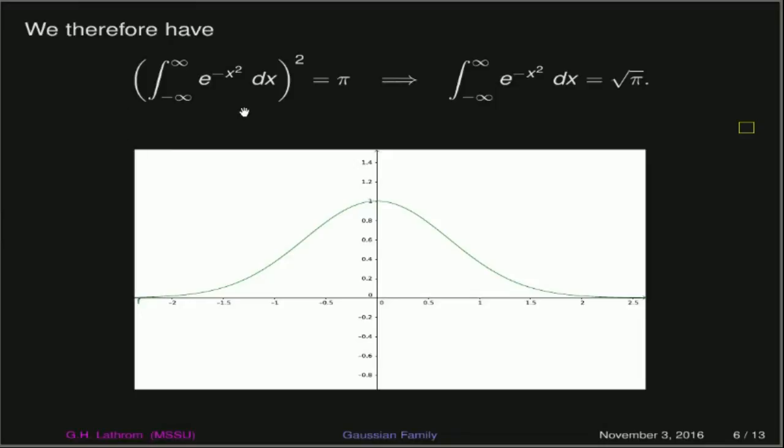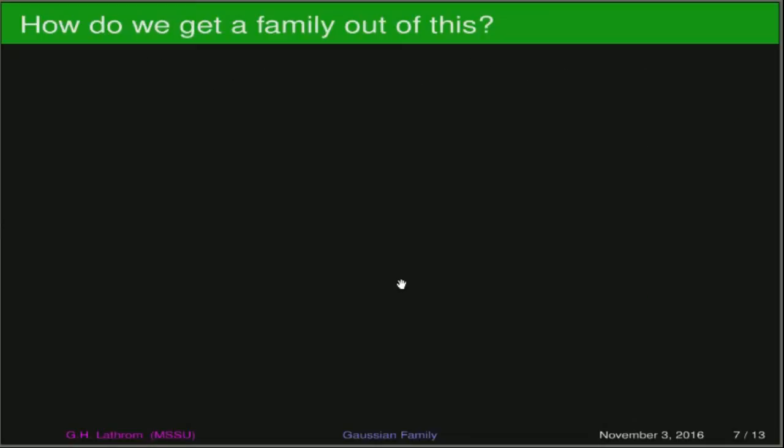And so what happens? The square of the integral over the entire real line is equal to pi, so we can take the square root of both sides, and we see that the integral from minus infinity to infinity of e to the minus x squared is, sure enough, the square root of pi. And so this is the graph of our function e to the minus x squared.